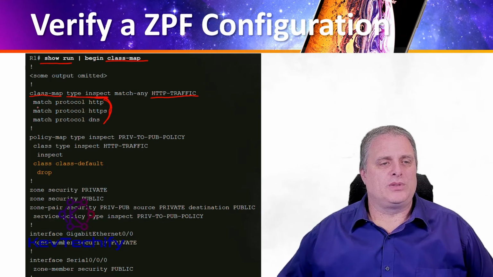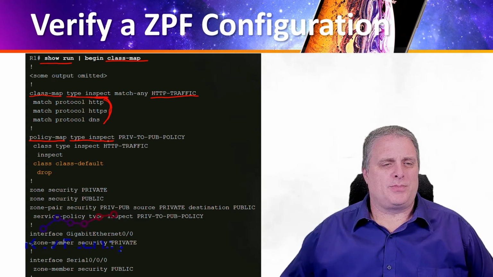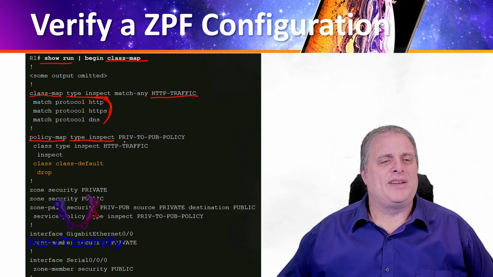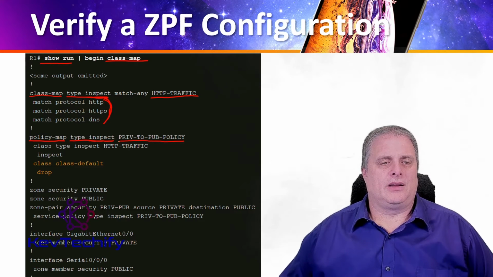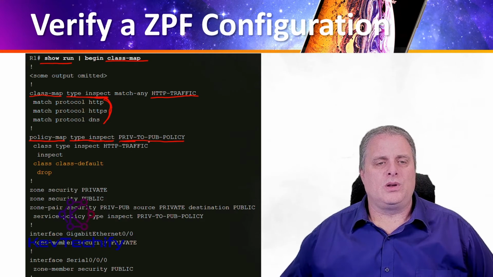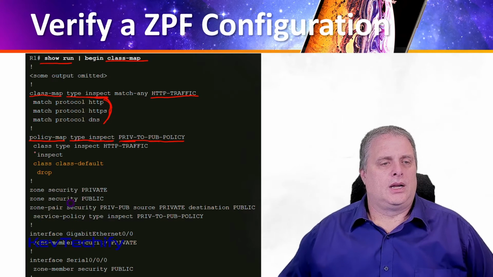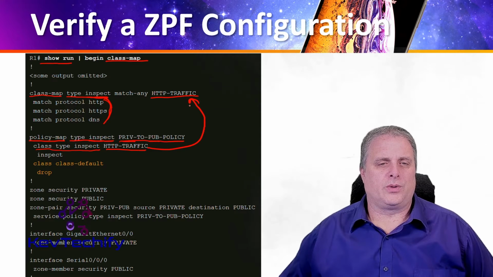Now, the class map comes first, and then the policy map comes second, because that policy map uses the class map. And so once again, we are doing a type inspect for our zone-based policy firewall. We give it a name. And for this policy map, we called it private to public policy. It's a descriptive name, so it's going from the private zone to the public zone. Inside of the policy map here, we can see that our class type here is we're going to inspect for our class map of HTTP traffic. Once again, this is where we set up that class map, right up above it.